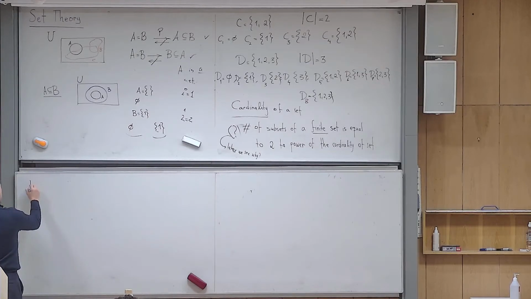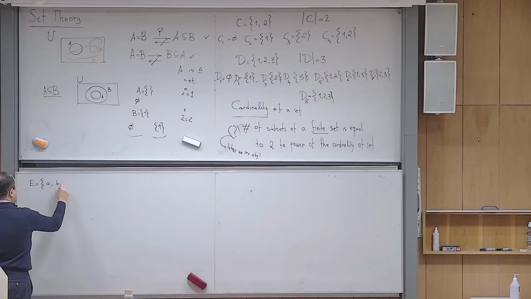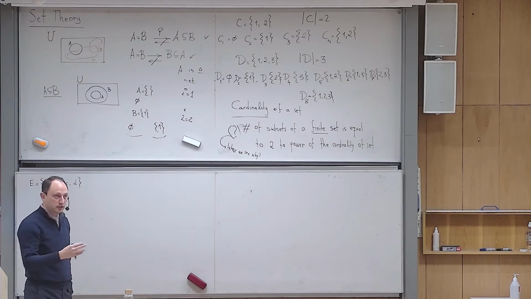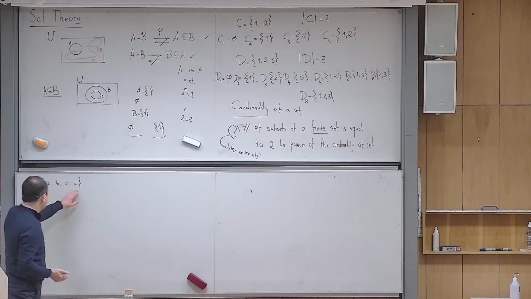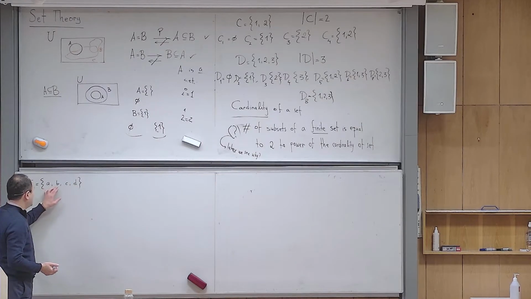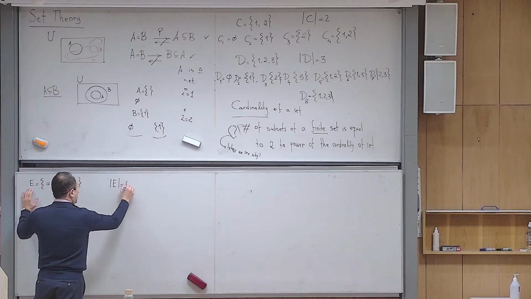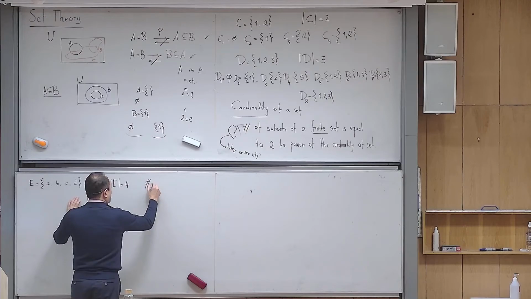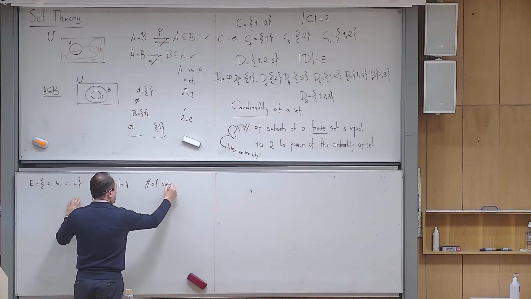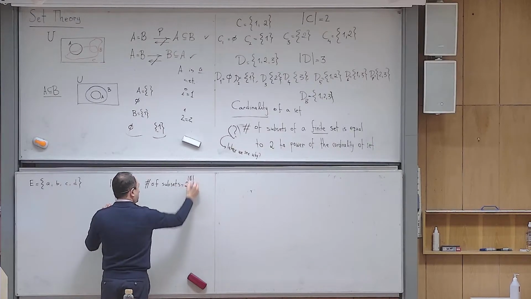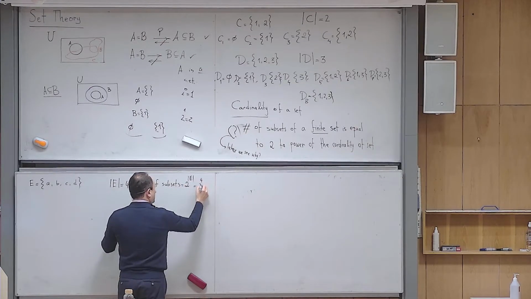For example, let me write E. This time, let me write it as A, B, C, and D. I want to write all possible subsets. According to that guess, how many elements will there be? 2 to the power 4. Because the cardinality of E is how much? 1, 2, 3, 4. So the cardinality of E is 4. So the number of subsets is equal to 2 to the power of the cardinality, which is 2 to the power of 4, which is 16.